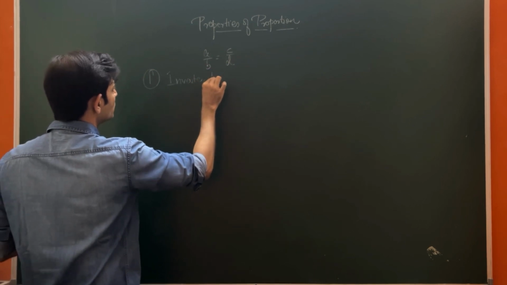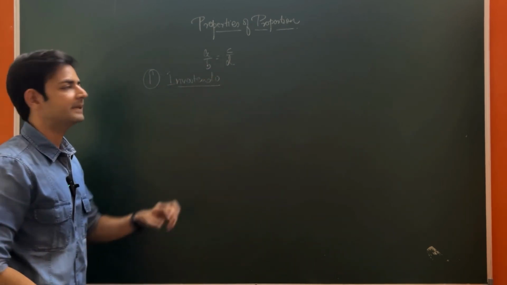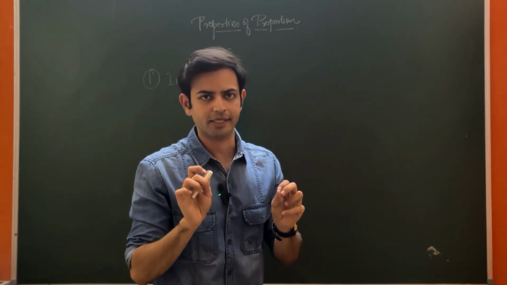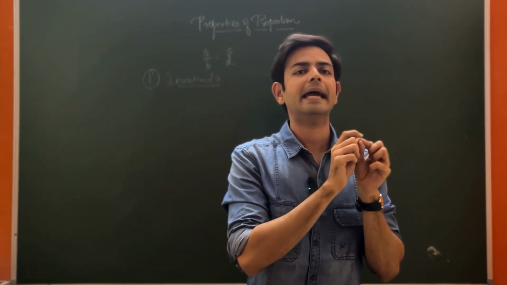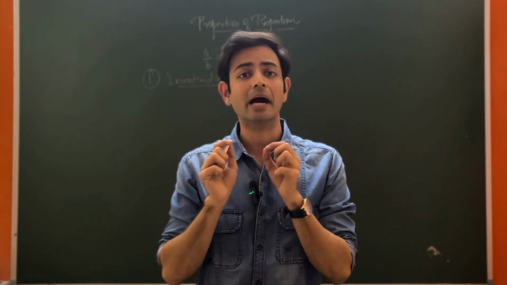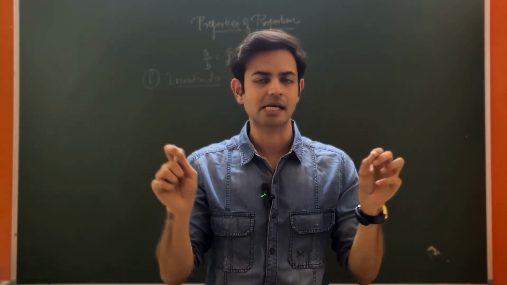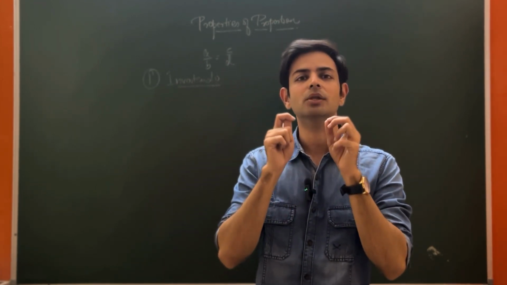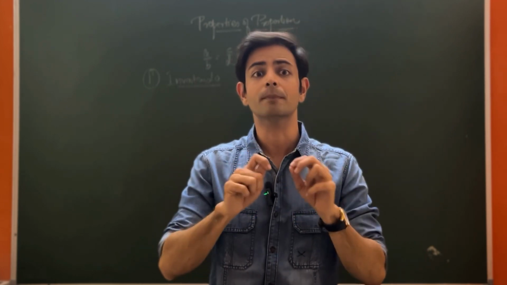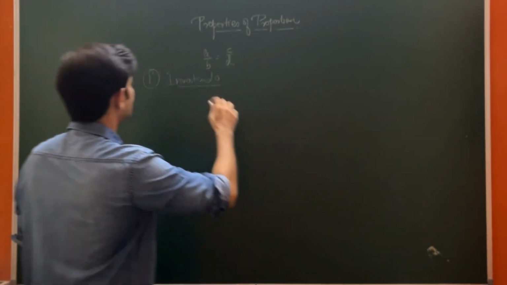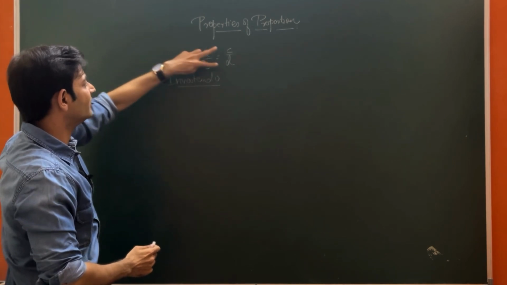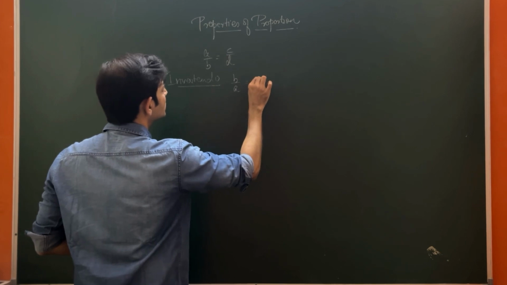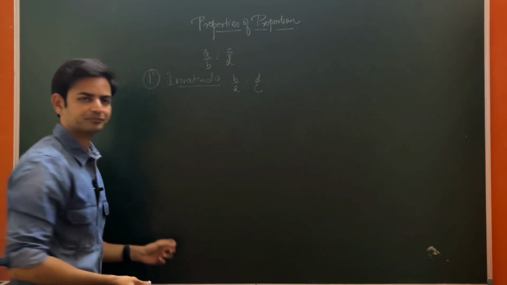invertendo. When I say invertendo, it means I am flipping both these sides. Always remember very carefully, whenever you apply any property of proportion, you have to apply it to both the sides. Kids usually make a mistake and apply it on one side only, but you have to remember that you have to apply these properties of proportion on both the sides. So when I say invertendo, we have to flip both of them. So it will be B by A is equal to D by C.